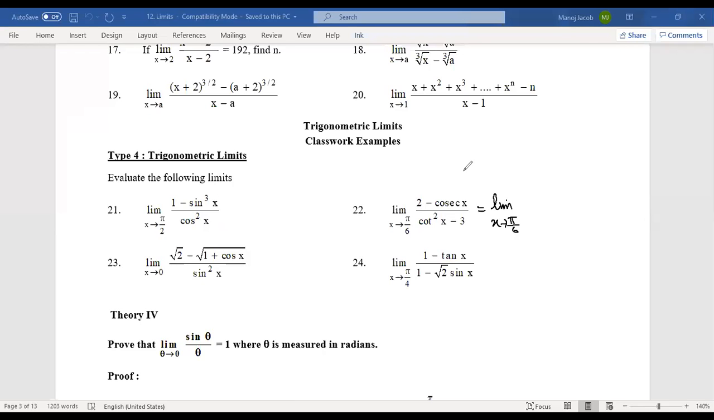Akshat, are you there in the class? Yes, I'm there. Okay, tell me now, what should I do in this step? 2 minus cosec 30 upon cot square 30 degree minus 3. If you do that, yes, what you said is correct, my dear. That became 2 minus cosec 30, which is 2. Cot 30 is root 3, and root 3 will be squared because of this square. So you will get 0 by 0.